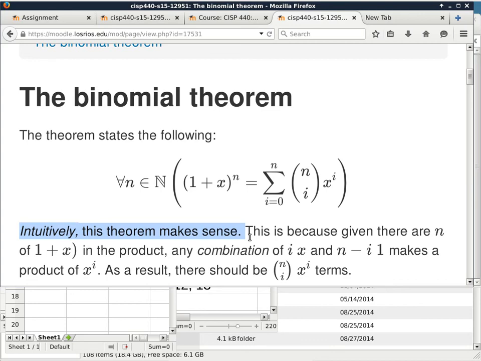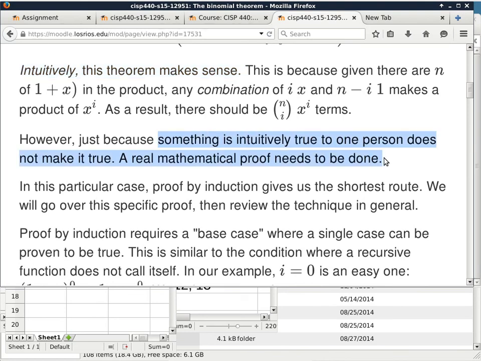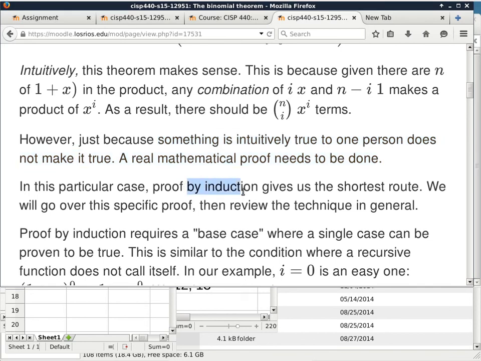So intuitively, it does make sense, but just because it makes sense intuitively doesn't mean that it is a proof, right? It doesn't mean that it has to be true. Just because something is intuitively true to one person does not make it true, at least not in math. In some other disciplines that may be true, but not in a math class, nor in computer science. So what we want to do is prove it using a rigid mathematical proof, and this time we'll do it by induction.